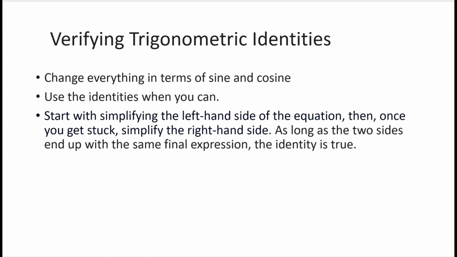A lot of the time, you can change everything just to sine and cosine, and then it becomes a whole lot easier. Then you can use identities if you can, but what you need to do is work with the left-hand side. Don't try and rearrange it and combine them. Just work with the left-hand side, go as far as you can, then work with the right-hand side, and if you end up with the same thing, then you've proved what you set out to prove.